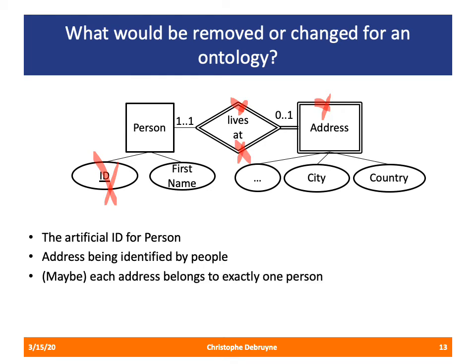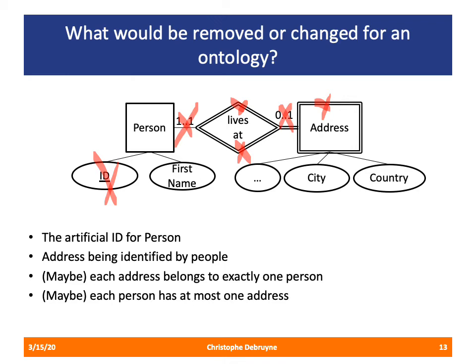Now, maybe each address does not belong to exactly one person. We can have multiple people living at the same address, so we can get rid of that constraint. The other constraint might also be not true in the real world. Maybe each person can have multiple addresses. They can have second residencies or even third residencies. So depending on the purpose of your ontology, it might be sensible to leave that constraint behind as well.